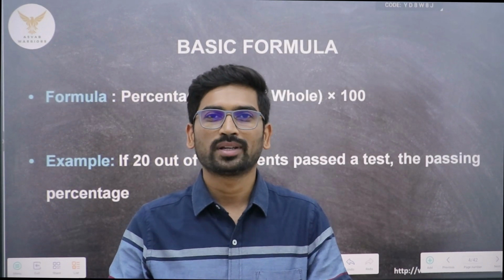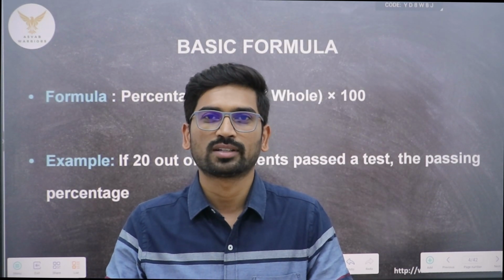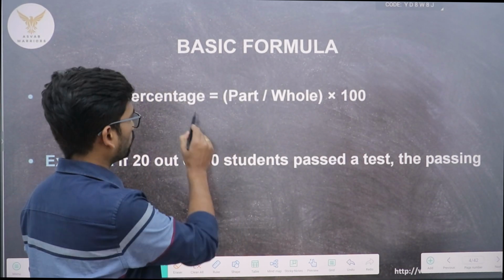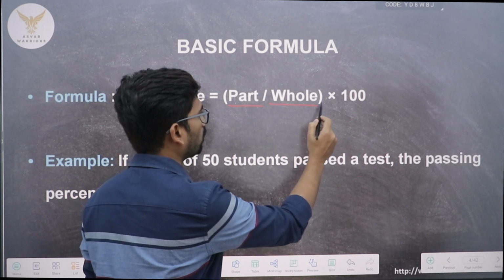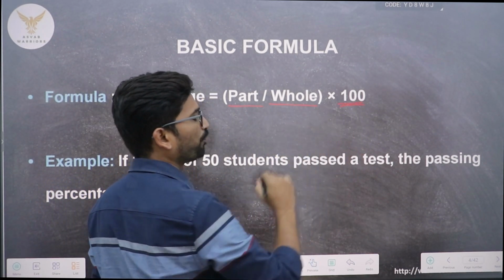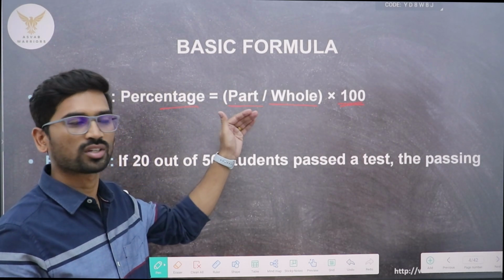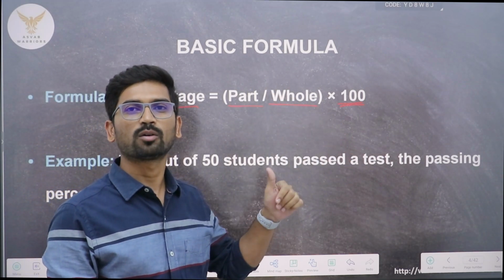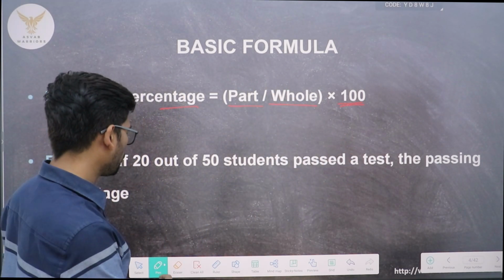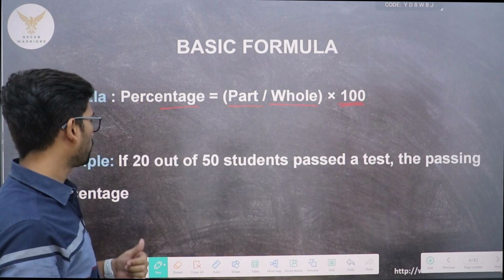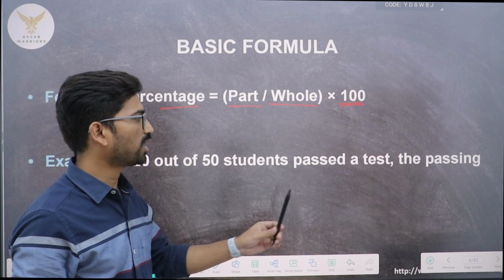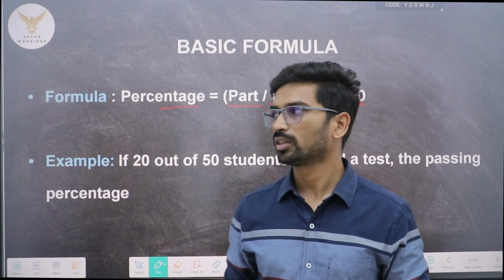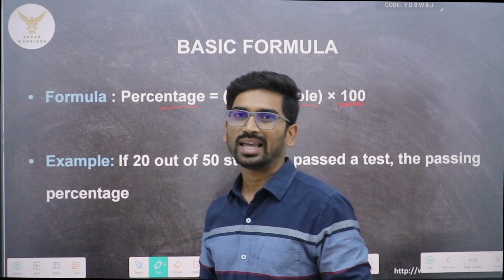Now let us move on to the basic formula of calculating percentage. Percentage equals part divided by whole, times 100. We first form the fraction in the form of part upon whole, and when we multiply this ratio with 100, we get the value of the percentage. Now we will understand this formula using a simple example. If 20 out of 50 students passed a test, we need to calculate the passing percentage.